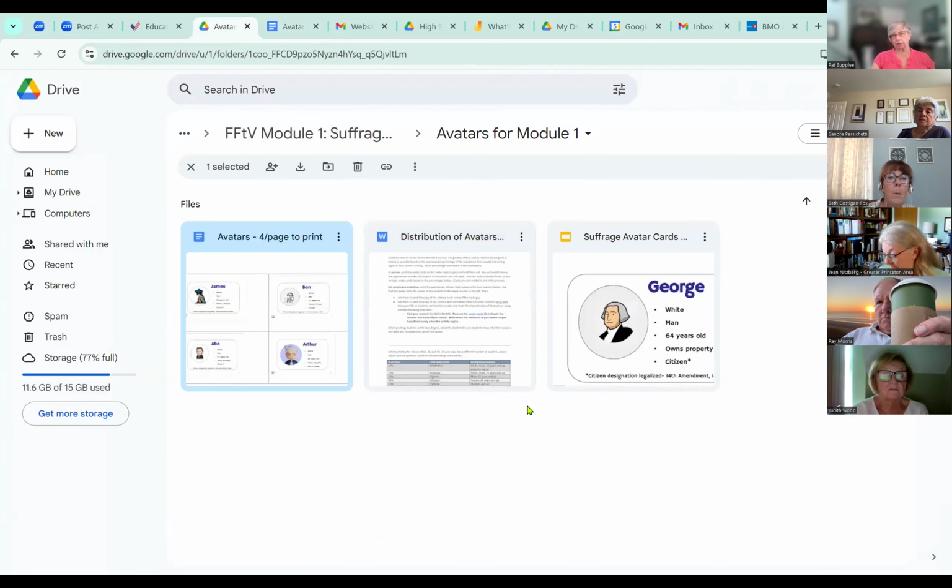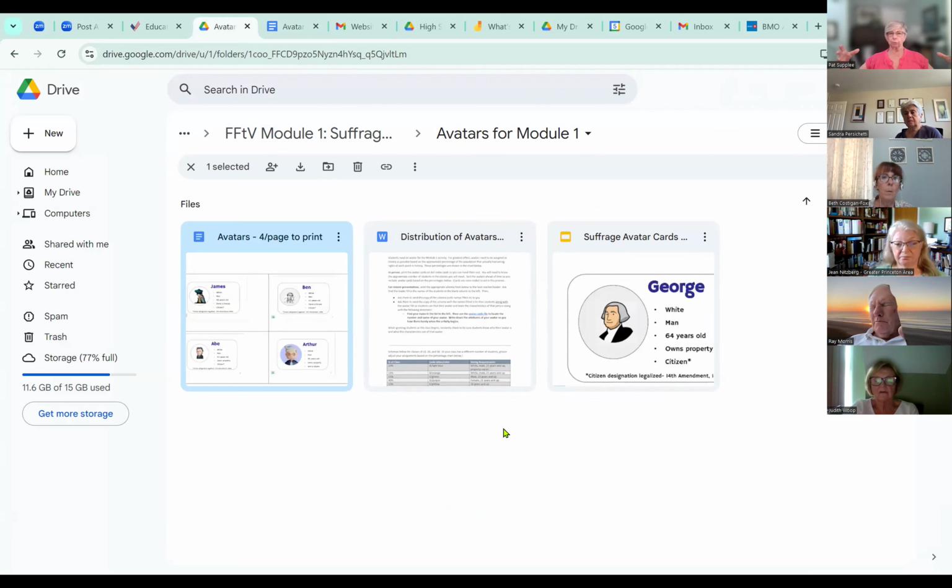The distribution of the avatars is important to understand because when we're teaching a group, let's say we have 25 people in a group, and we get to a point in history where certain people are allowed to vote and certain people are not yet enfranchised. We want the visual to reflect what a small percentage of people actually have the right to vote at any particular point in time.